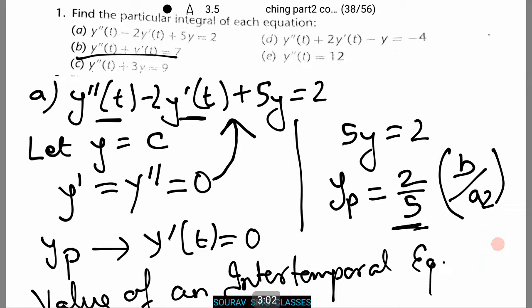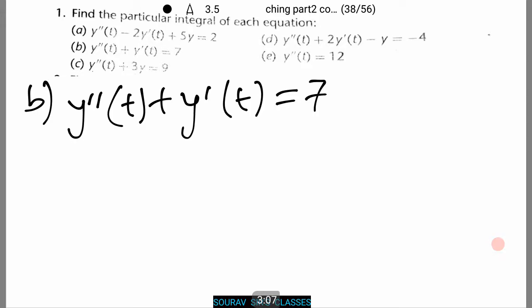I'll clear the screen so that you can see the question. Similar to the previous question, we have another equation y double dash t plus y dash t equals 7. Notice there is no y term in this question. Let's see how to do this one.